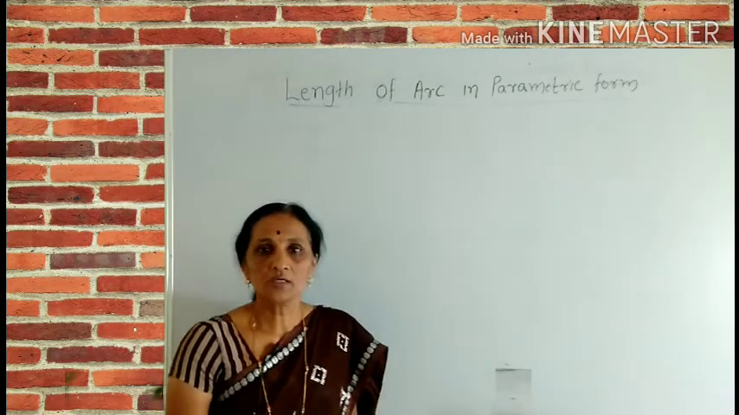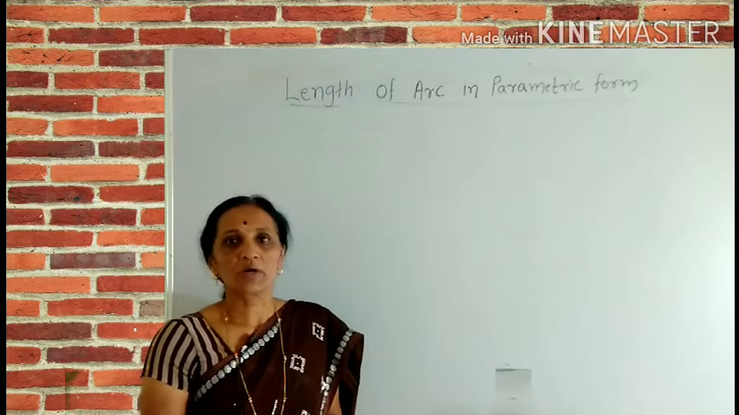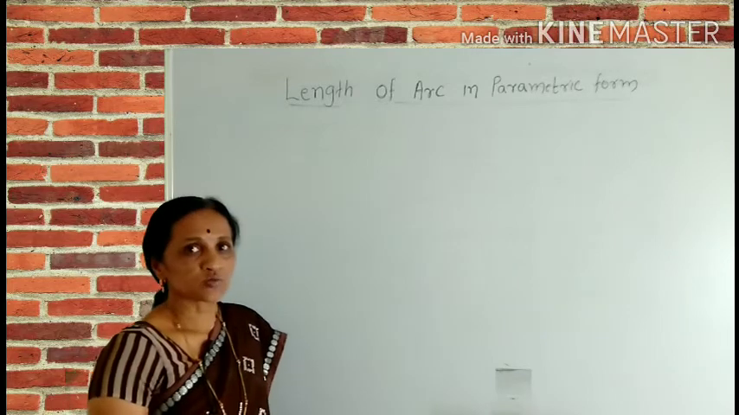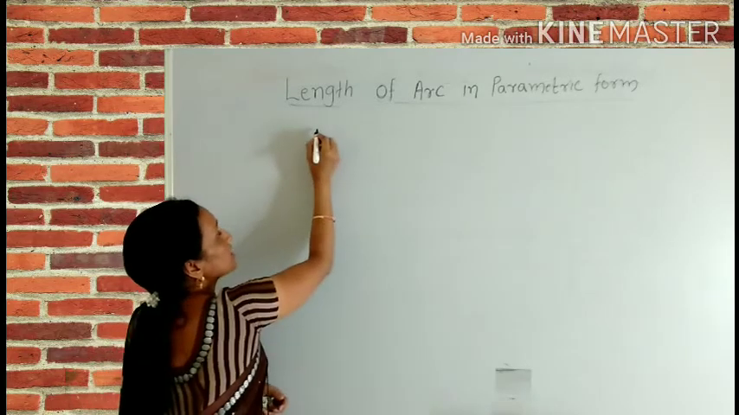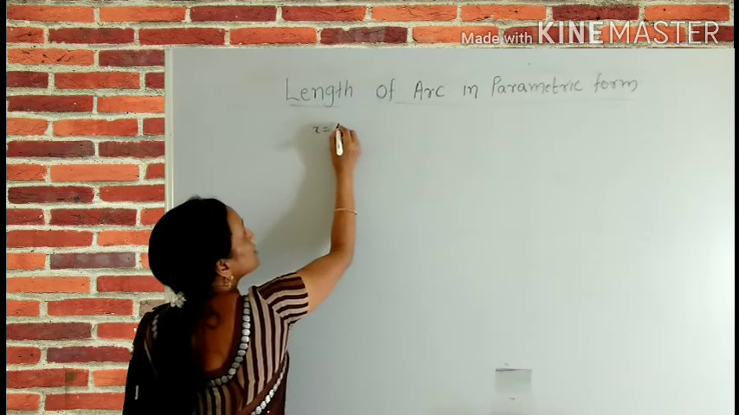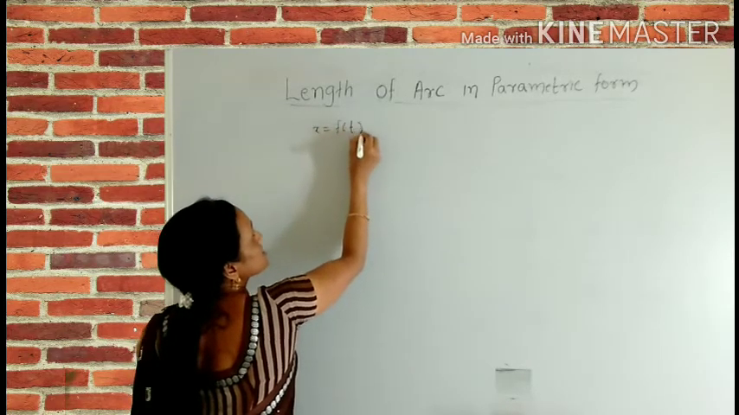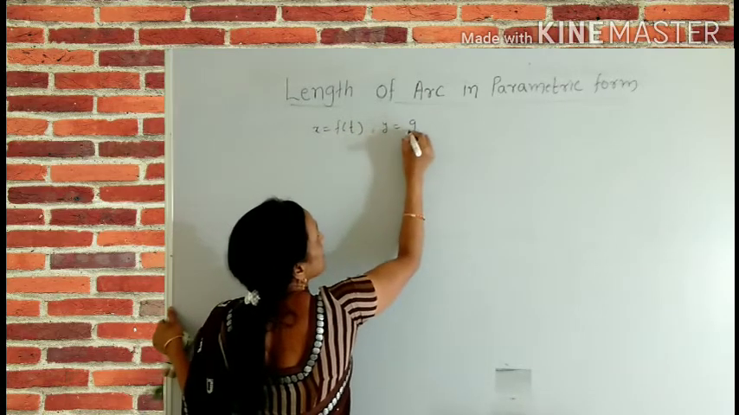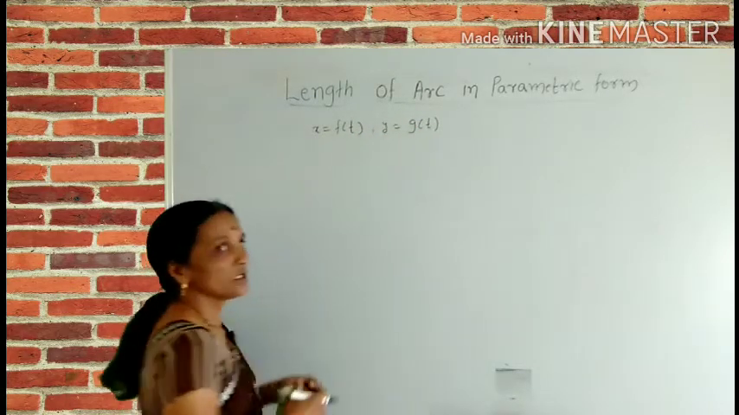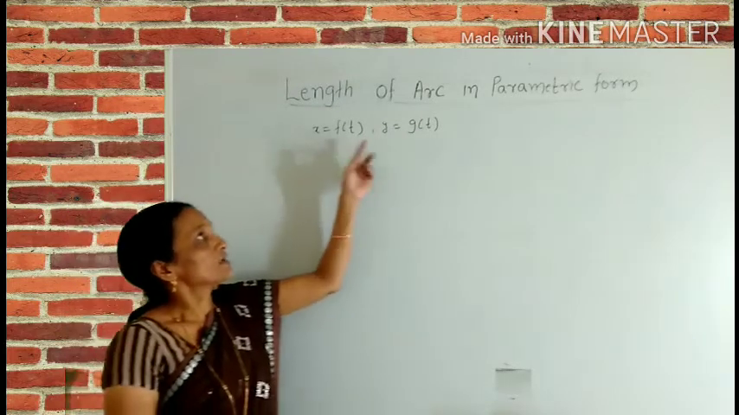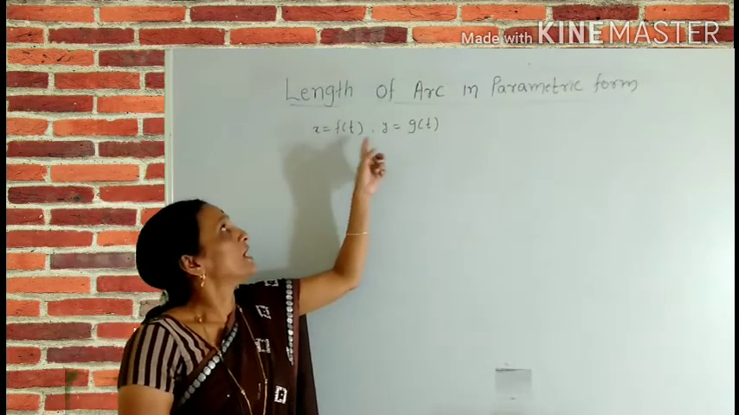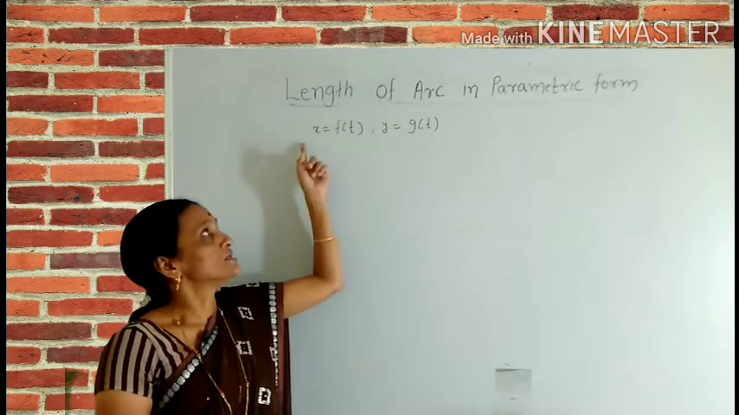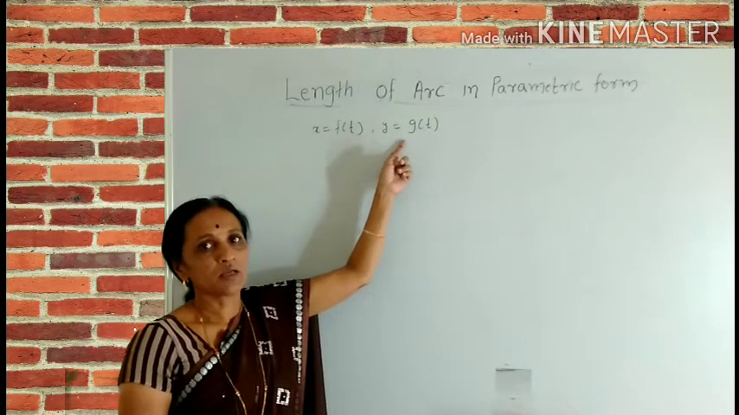So first we define what is meant by the parametric form of the curve. The parametric form is generally denoted as: x is a function of t, which means x is defined in terms of t, and y is also a function defined in terms of t. So x and y are two variables defined in terms of the same variable. So we say that this is a parametric form of a curve.